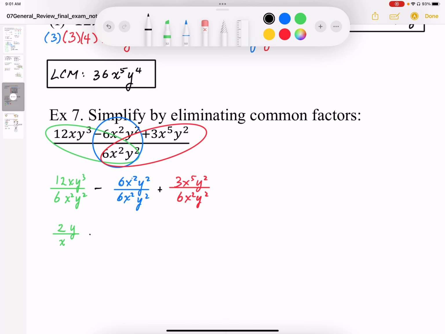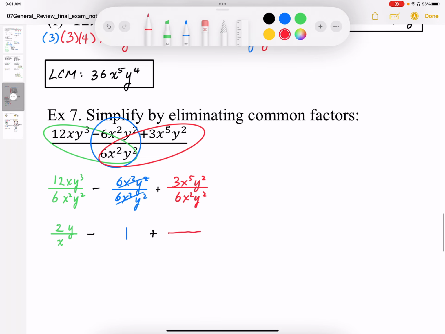This next one we have to be really careful because everything cancels out. But when we cancel everything with times and divide, we're always left with 1. So the biggest mistake that we see is that we get 0. There's no 0. 0 happens when we cancel with plus and minus. These are fractions. This is times and divide, so we're going to cancel times and divide and always be left with a 1.